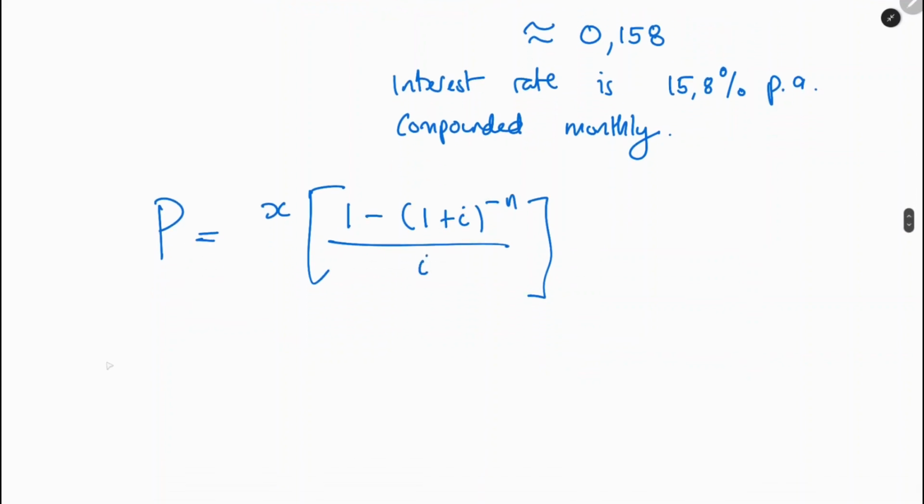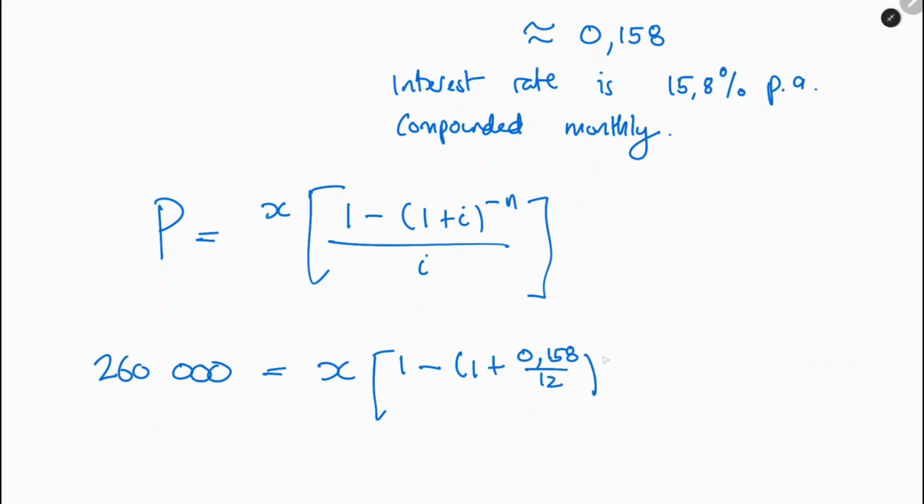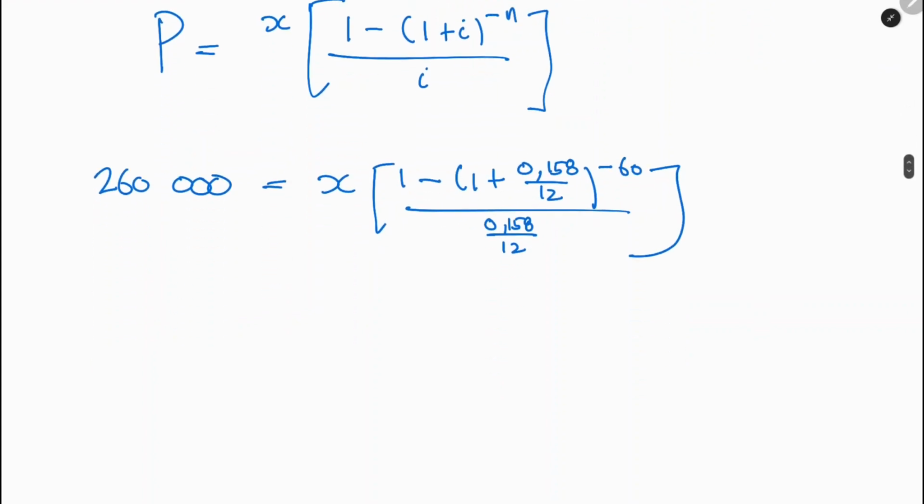So in our question here, we've got the loan amount 260,000 is equal to X. X is what we want to solve for. We want to determine the monthly repayment. At the top here, we've got 1 minus 1 plus 0.158 as we determined, divided by 12, to the power of minus 60, because 60 months is 5 years, over I, which is again 0.158 over 12. So now we've got one equation and one unknown, and we just need to solve for that unknown X.